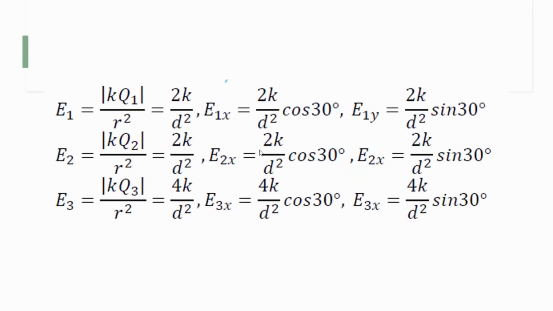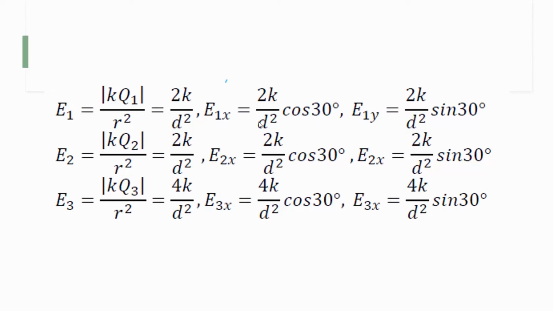Medyo daming numbers. So, focus muna tayo sa top part. E sub 1 is equal to KQ1 over R squared. Yun yung electric field dahil sa particle 1. So, yun ay magiging equal sa 2K over D squared. Compute mo lang yun. That's just KQ over R squared. And ito na yung makukuhang resultant electric field 1.